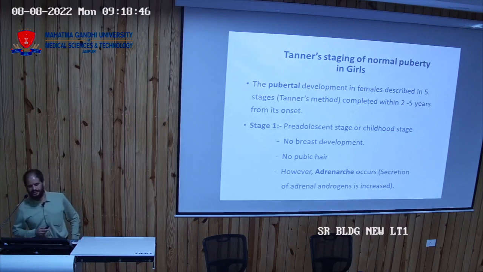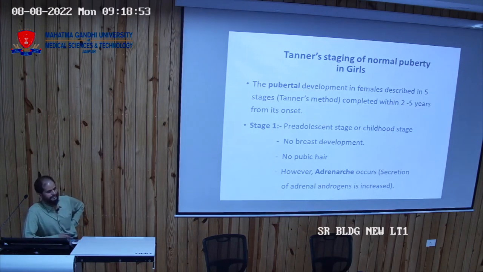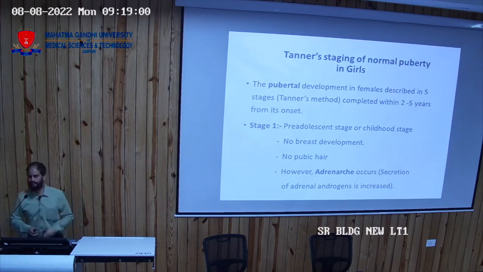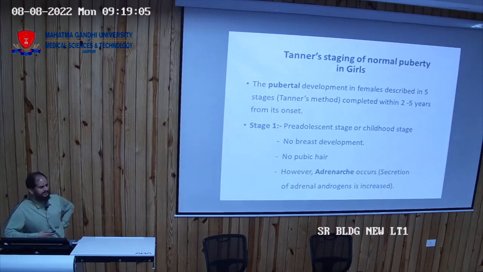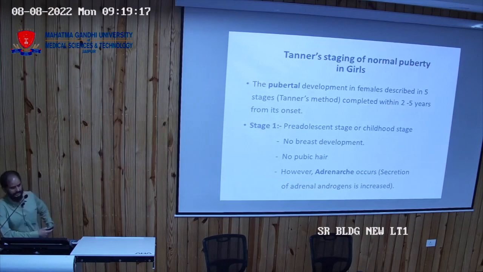Obviously it is the pre-adolescent stage, we also call it the childhood stage. This is marked by adrenarche. In both boys and girls, adrenarche comes in stage 1. So in this stage there is obviously no breast development, only the papilla will be there, no pubic hair. Adrenarche occurs because the adrenal androgens have increased. If adrenal androgens increase, that is called adrenarche.